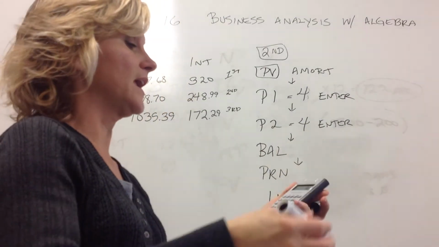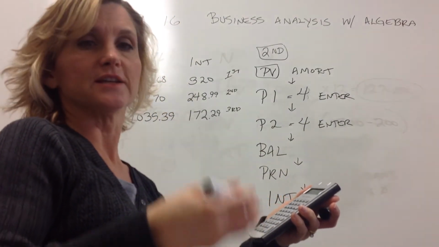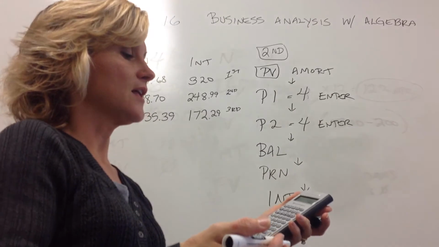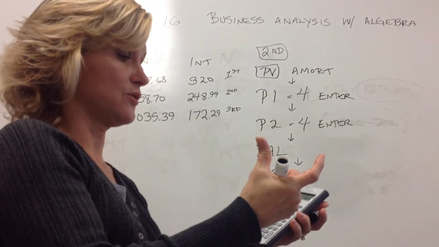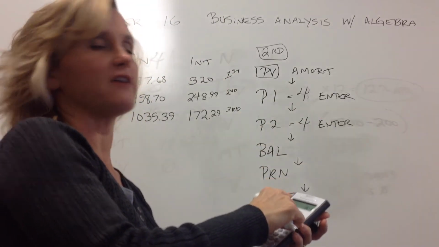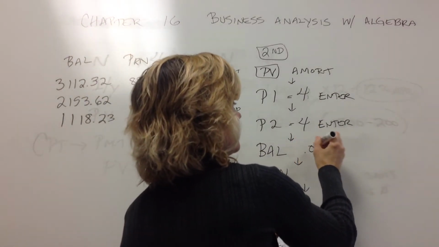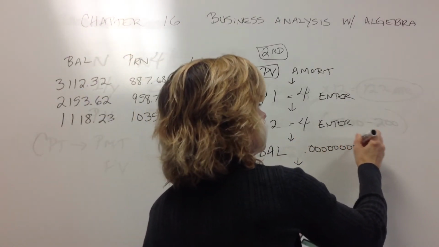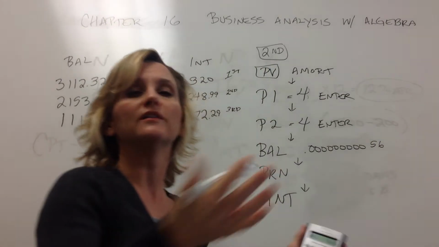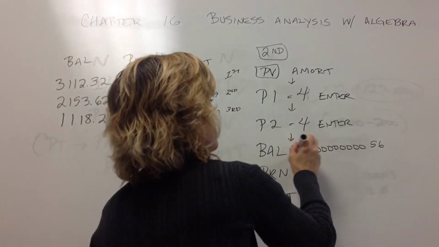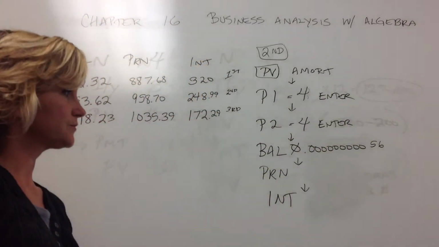And then now you get a strange answer. And mine is a negative 5.06 E-10. What that is telling me is that there's 10 zeros in front of that 5.06. So it's a zero balance, in other words. So my balance is 0.